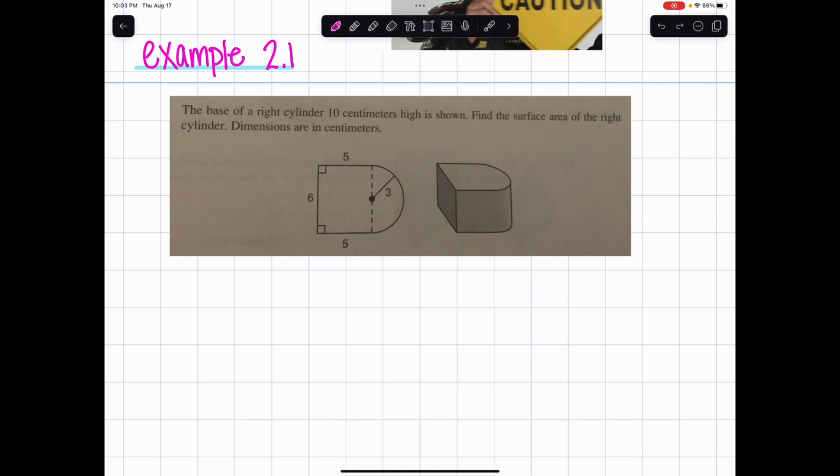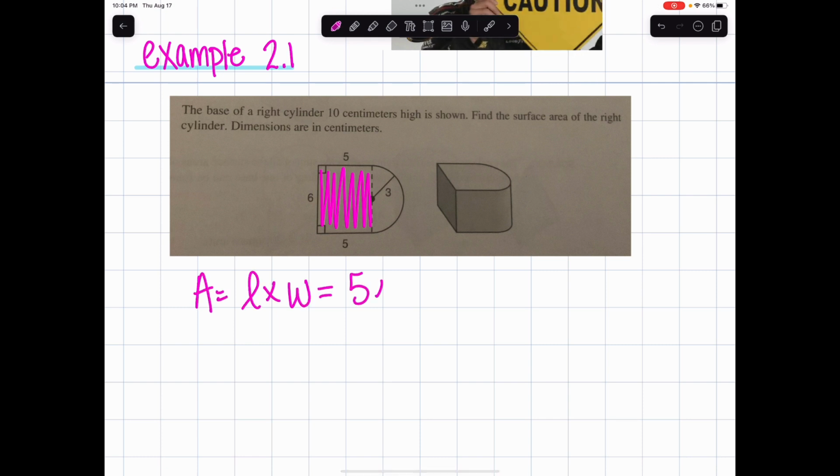The area of the top piece, that's easy. So what's the area of the square? Let's do that first. That's a rectangle. Area is length times width, easy peasy. So it's going to be 5 times 6. And we're talking about units of centimeters. So 5 times 6 is going to be 30 centimeters squared.